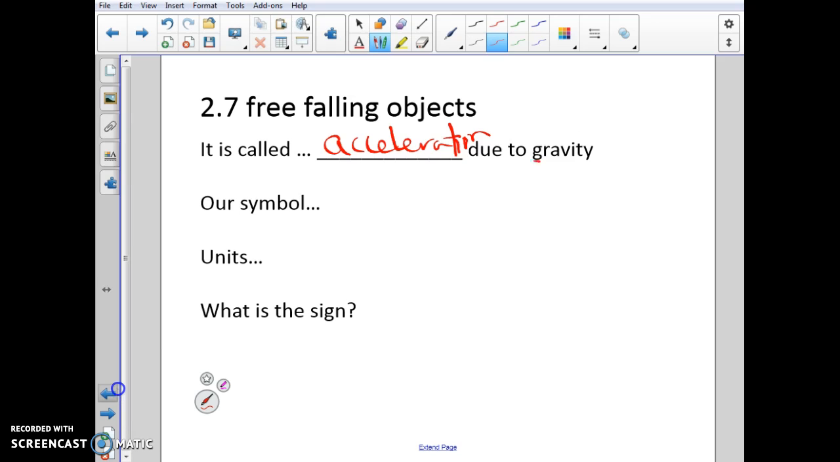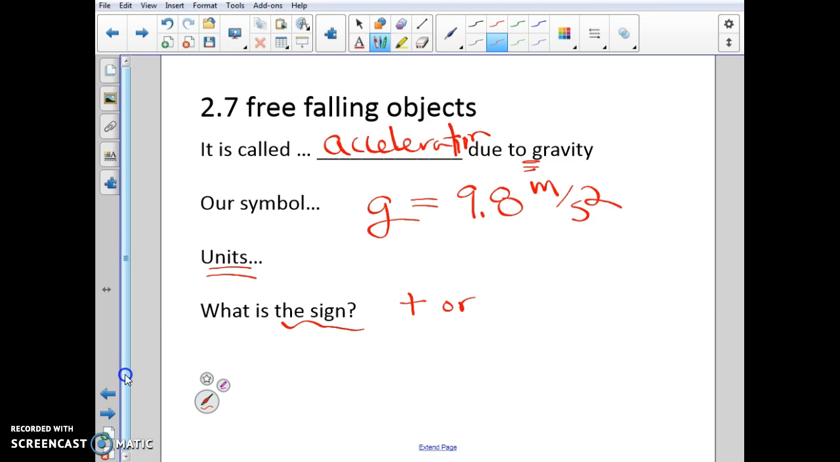We use the symbol g, lowercase g. And g, acceleration due to gravity, is a constant on our planet. And our planet has a gravitational constant of 9.8, and because it's acceleration, meters per second squared. So that's our units. Now, what is the sign? Is it positive or negative?